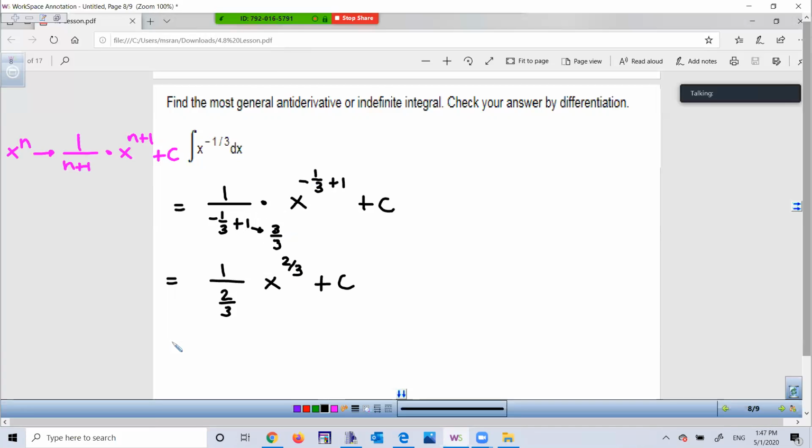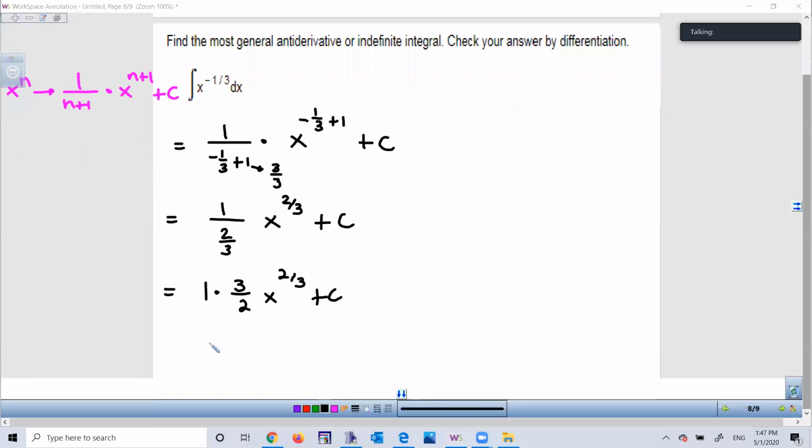Now what's the only thing left to do? Simplify that division. Change to the reciprocal, change the division to multiplication, and do the reciprocal of this. So then the final answer should be 1 times 3/2. This is just gonna be 3/2 x raised to the 2/3 plus the c. Okay, and that would be the answer.